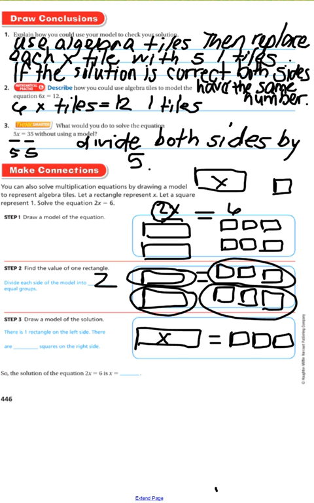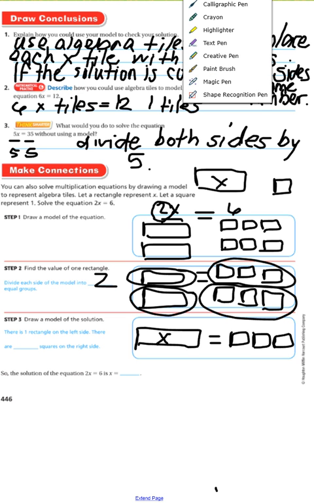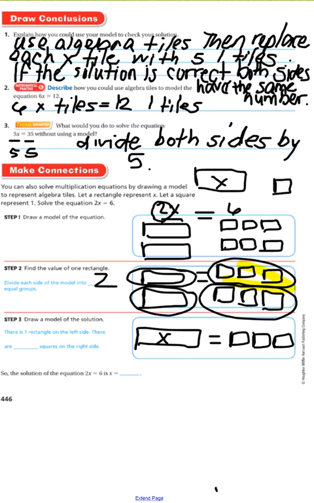Because one group has 3 1 tiles inside of it. So there are 3 squares on the right side. So the solution 2x equals 6 is x equals 3. Okay?